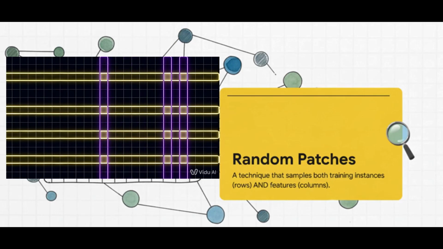Now, so far we've only been talking about sampling the rows in our data, you know, the different training instances. But you can apply the exact same logic to the columns or features, and that leads to some really powerful advanced methods called the random patches technique. It's super effective when you're dealing with really complex data that has tons of features, like images.